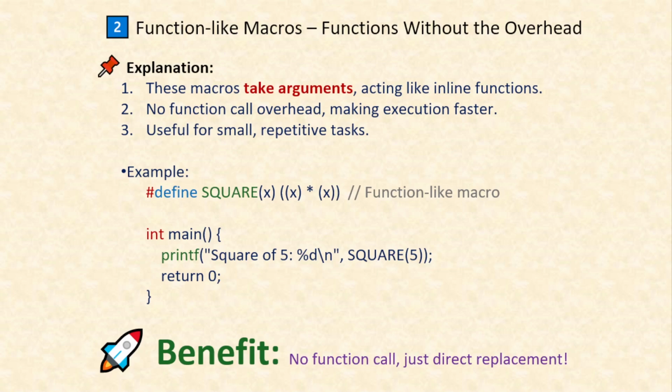Number two, function like macros. Functions without the overhead. Explanation. Number one, these macros take arguments, acting like inline functions. Number two, no function call overhead, making execution faster. Number three, useful for a small, repetitive task. Benefit: no function call, just direct replacement.